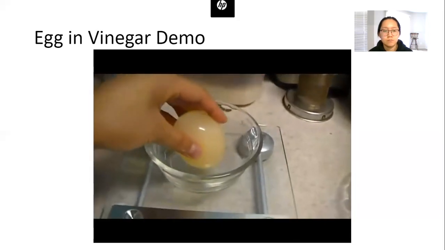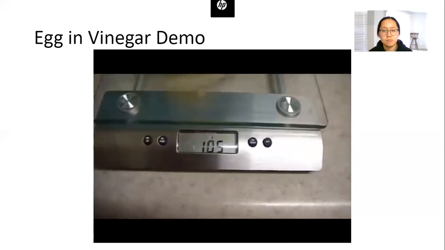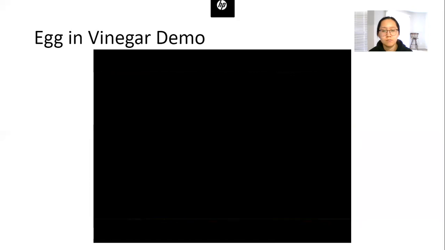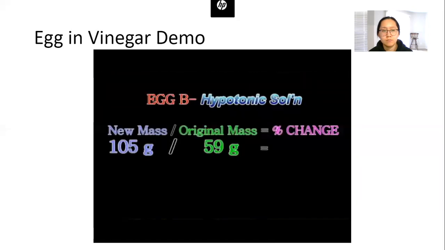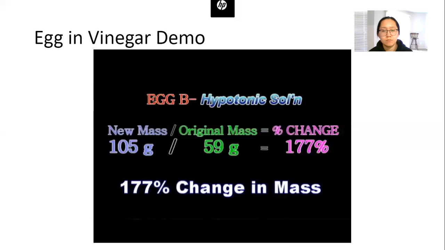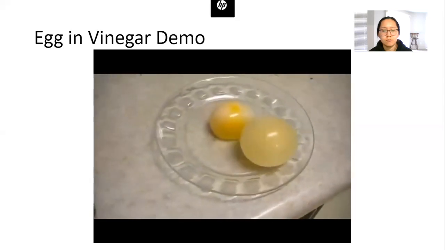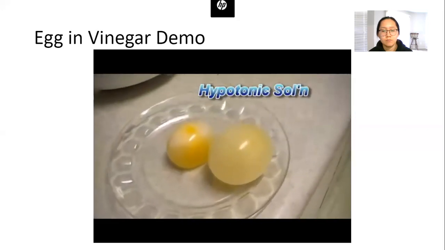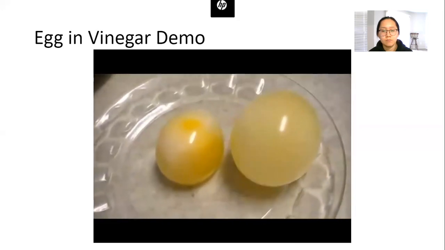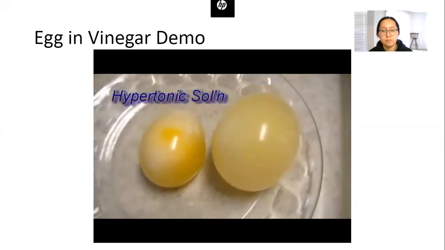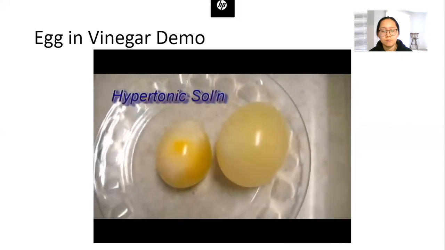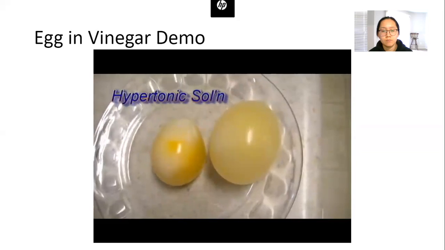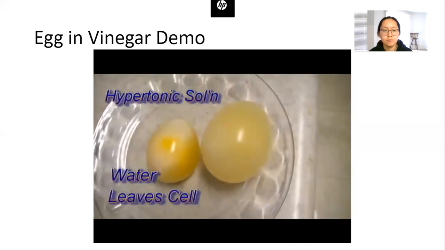Egg B went from 59 grams to a whopping 105 grams. Egg B has increased in weight to 177%. From this experiment, we can definitely conclude that when a cell is in a hypotonic solution, like water, water enters the cell. On the other hand, when a cell is in a hypertonic solution, like corn syrup, or more realistically salt water, water will leave the cell.